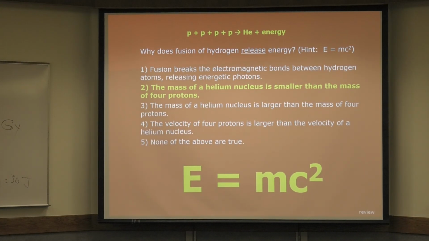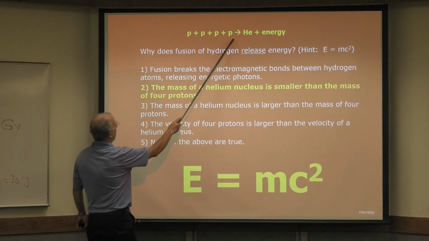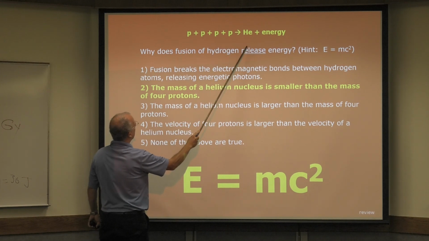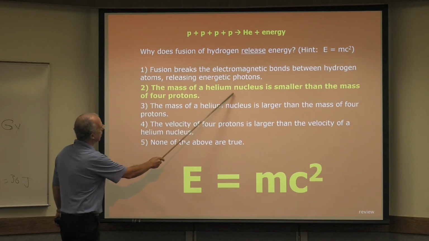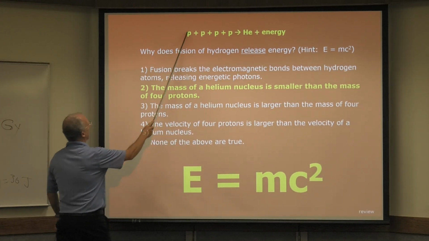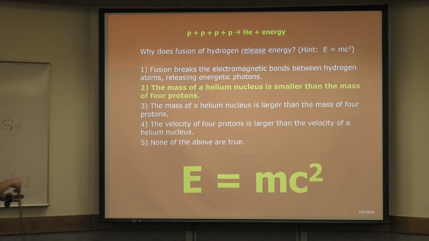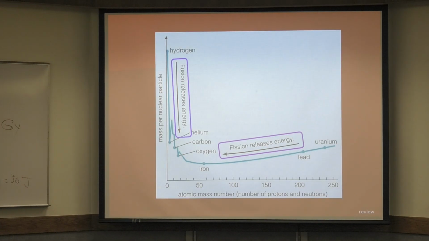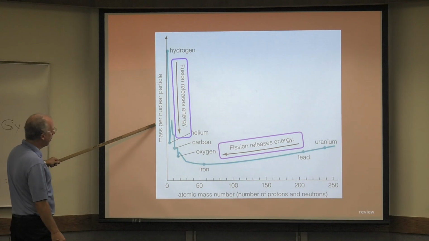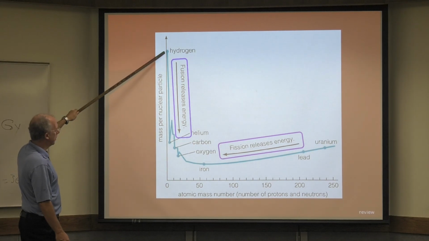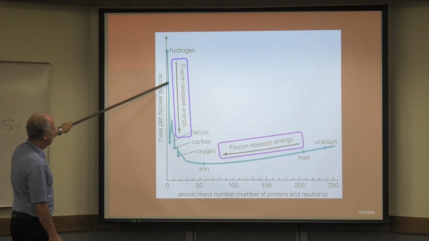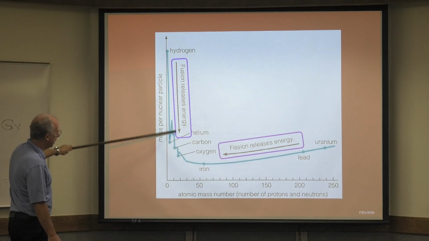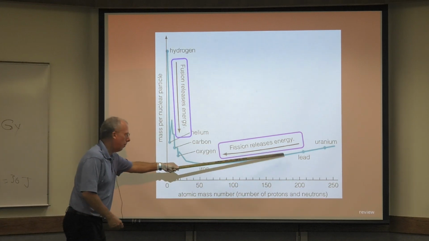Yeah, I keep talking about this, right? If this is a spontaneous decay, this mass has to be greater than this mass because some of the mass was converted into energy. So the mass of the helium is smaller than the mass of the 4 protons. And that's just because of E equals mc squared. Mass per nuclear particle: hydrogen has a lot of mass per nuclear particle, so it will fuse to release energy. So this is fusion when you're fusing together. This is fission when you're busting apart.